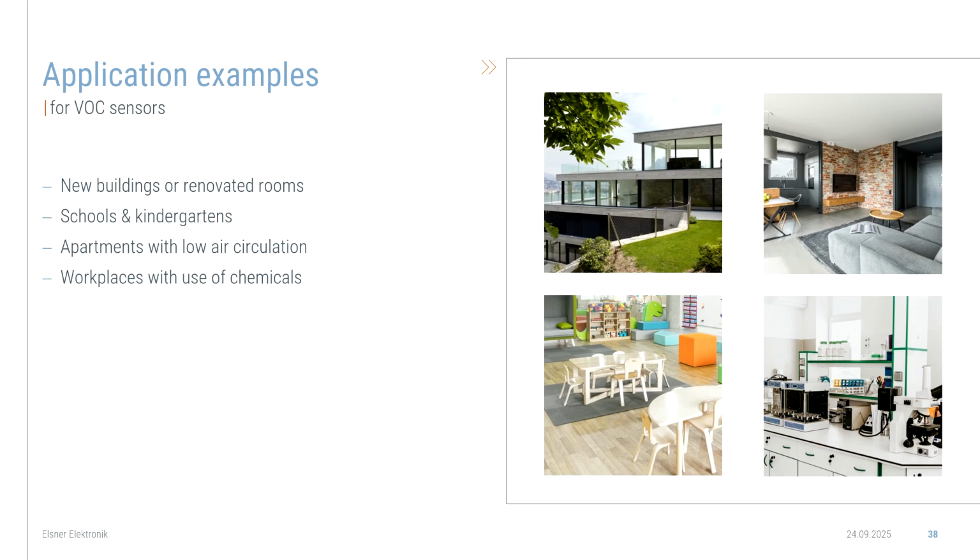And the fourth thing is workplaces with chemicals. In laboratories, workshops or print shops, a VOC sensor detects vapors that could be harmful to people at an early stage. An automatic display or ventilation system is also necessary in medical areas where a lot of disinfectant and cleaning agents are used.